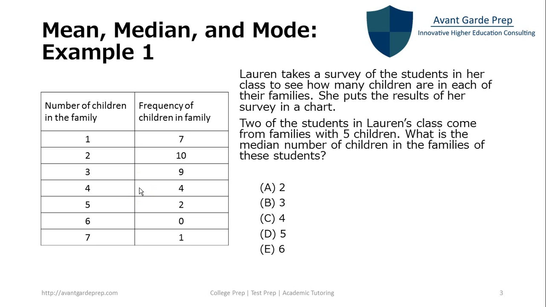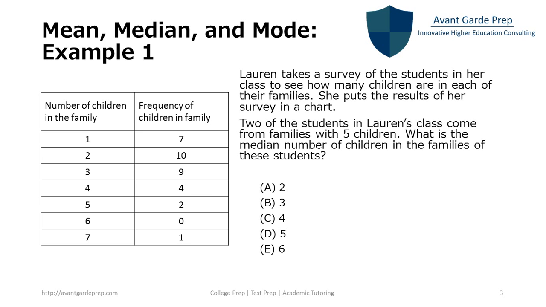In example problem 1, we're given a two-column table which includes a column labeled number of children in the family and a column labeled frequency of children in family. Let's take a look at the question presented. Lauren takes a survey of the students in her class to see how many children are in each of their families. She puts the results of her survey in a chart. This is the chart presented to the left. Two of the students in Lauren's class come from families with 5 children. What is the median number of children in the families of these students?